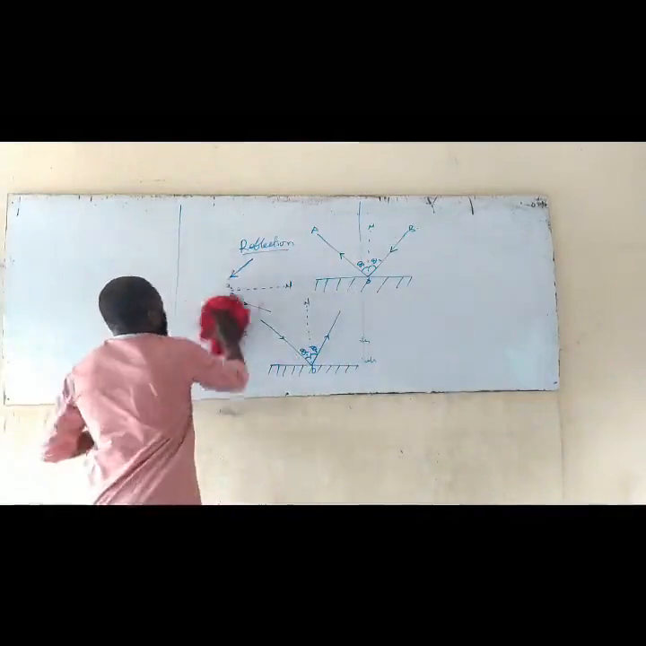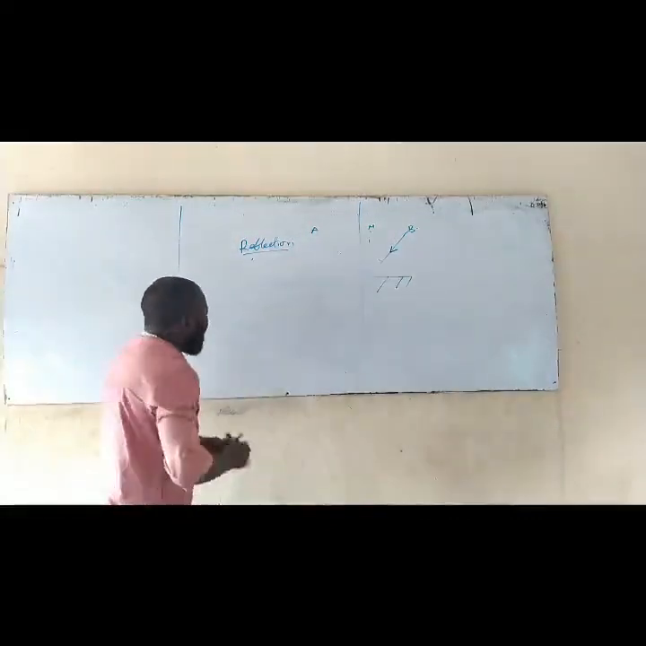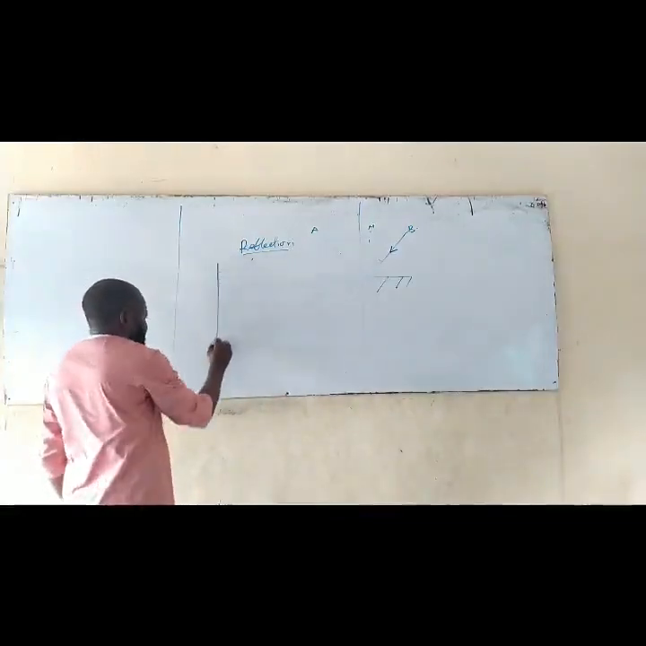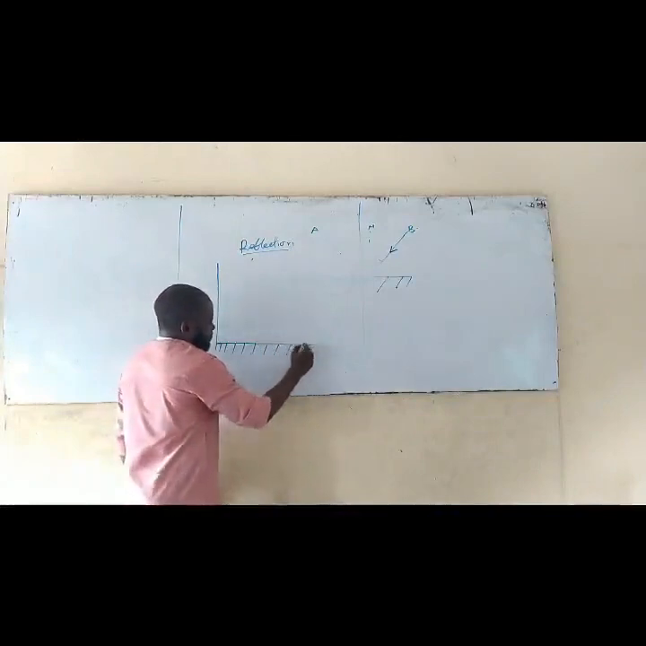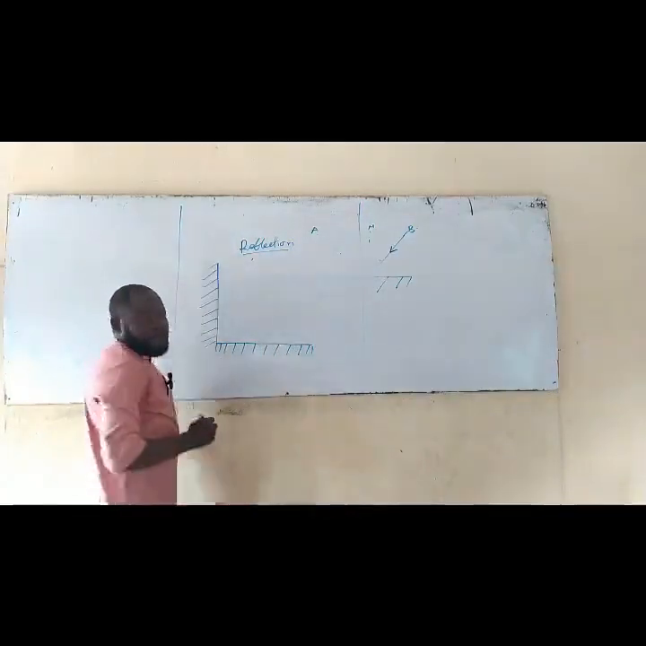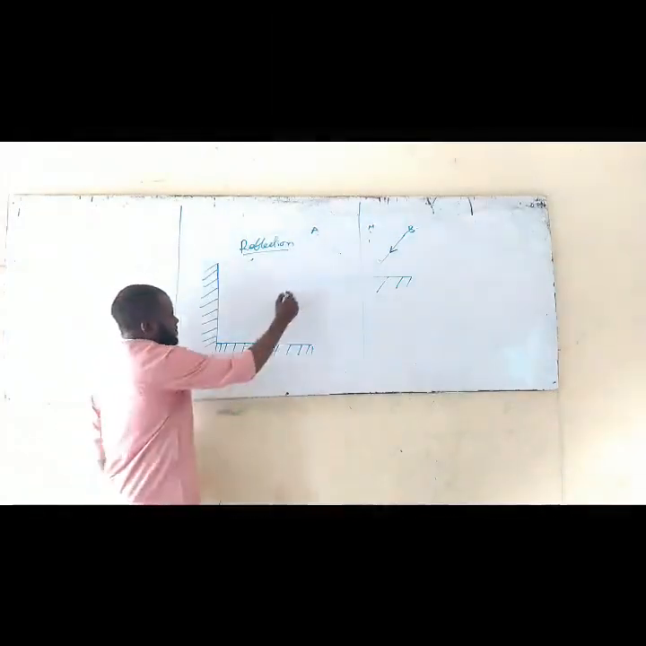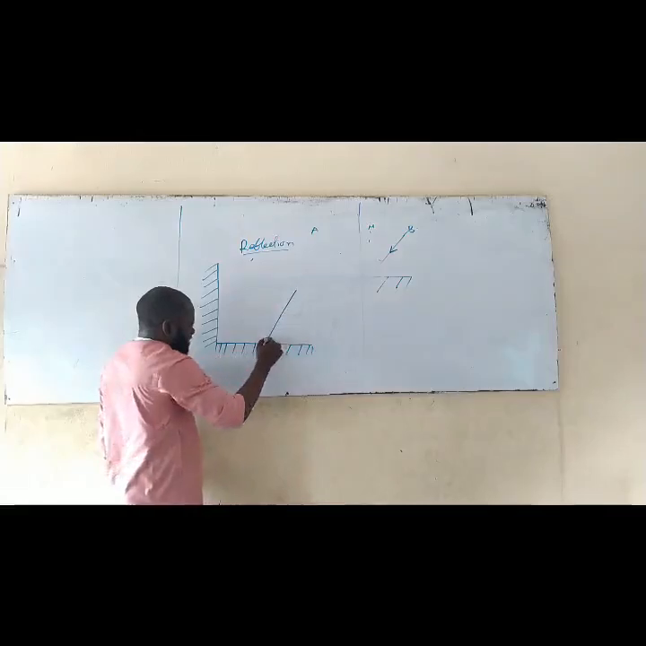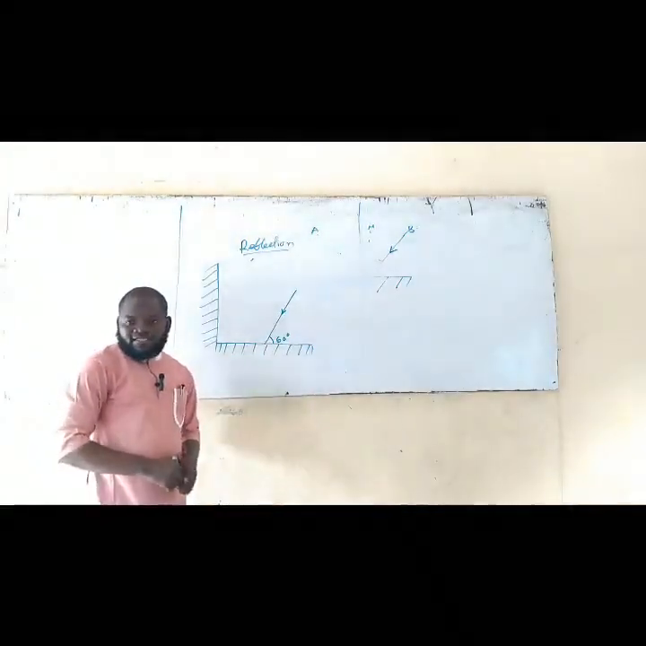I think I can clean this now. So let me say I have a corner reflector like this. This is a corner reflector, a mirror, and another mirror. Are you seeing this now? Then I have a ray of light that is inclined at an angle of 60 degrees. Are you seeing this now?